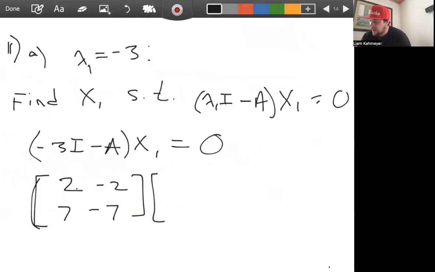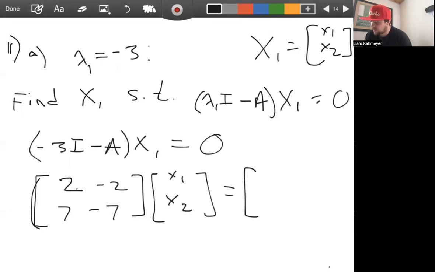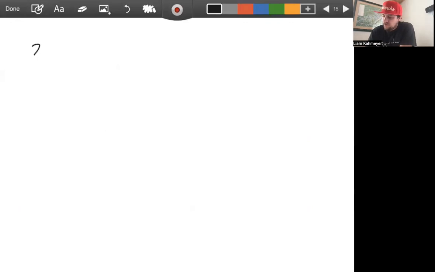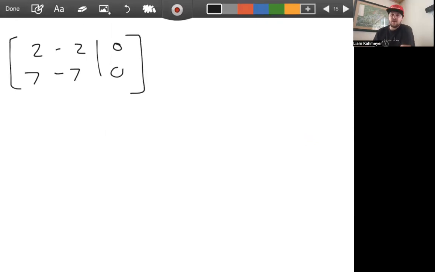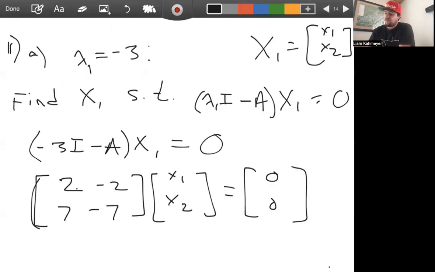Times, and then let's say x1 is equal to x1, x2, right? Then we're looking for the vector x1, x2 such that this is equal to 0, 0. I.e. the eigenvector here is just the solution to the system 2, -2, 7, -7, 0, 0. If we find the solution to this system, then we found the eigenvector for the eigenvalue lambda 1 equals -3.